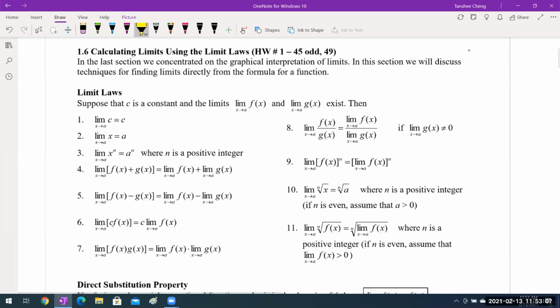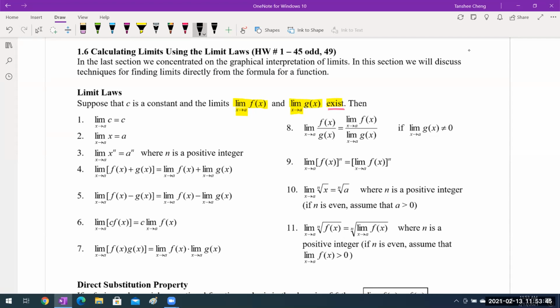It's very important that you carefully look at these limit laws. It says that suppose c is a constant and the limit as x approaches a of the function f of x, and the limit as x approaches a of the function g of x exist. Okay, here's the important part. Only if each limit exists first, then the following laws will hold.